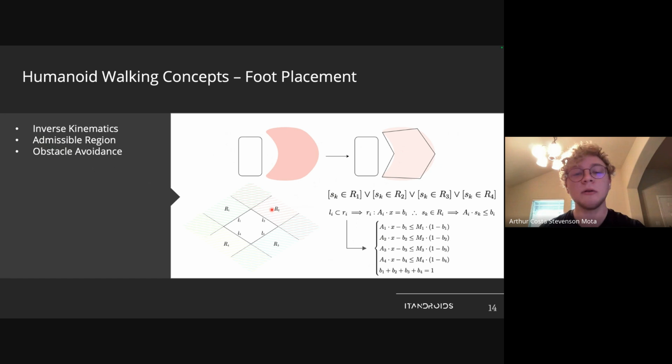And to do obstacle avoidance, so that the planner does not place the foot inside an obstacle. This is the second application of Big M. The idea is that since there is an obstacle, the foot has to be, in this case, since it has four sides, in region R1, R2, R3, or R4. This corresponds to a disjunctive constraint, and this disjunctive constraint can be converted into these linear constraints.